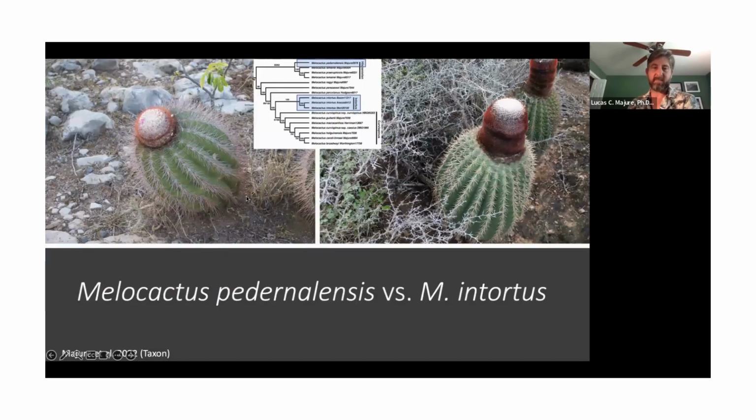Okay, what about Melocactus pedrenalensis versus Melocactus intortus? You can look at these. These are photos I took of intortus on the island of Antigua. And this is, of course, pedrenalensis from southwestern Dominican Republic. They look similar, and they're both giant. Melocactus pedrenalensis also gets really, really massive. But it turns out they're not even close relatives to one another. You can see intortus here, and then pedrenalensis is way up, forming another part of the Caribbean clade. And so they're not close relatives, and we should not consider pedrenalensis part of intortus, as it was named subspecies dominensis. We should not call it that.